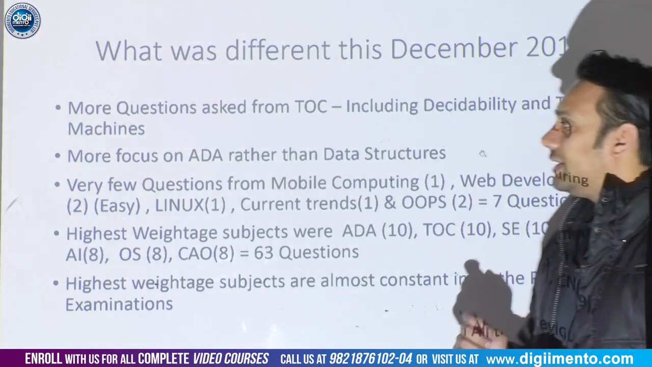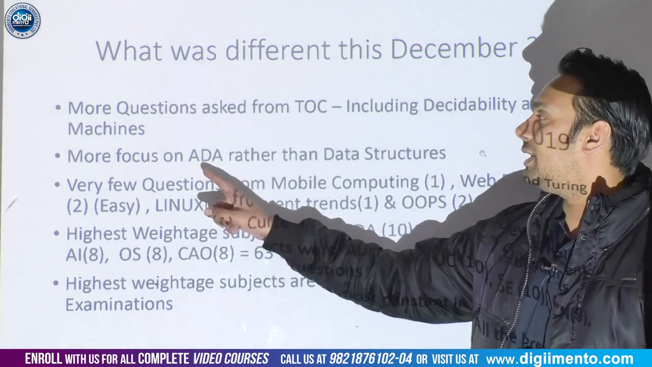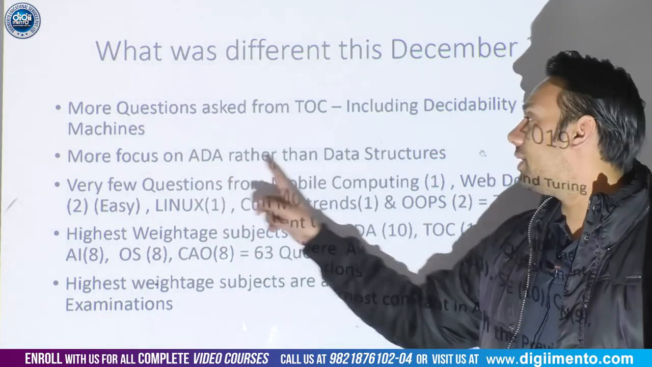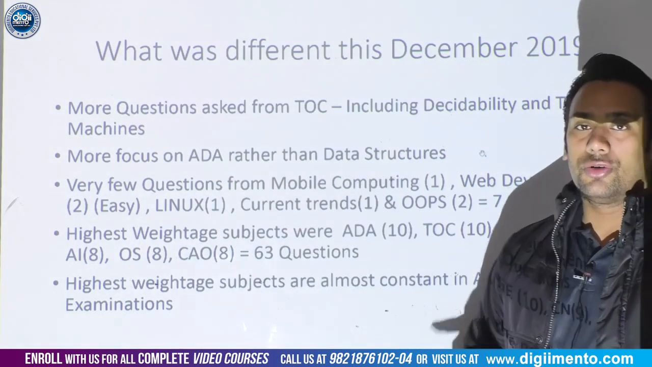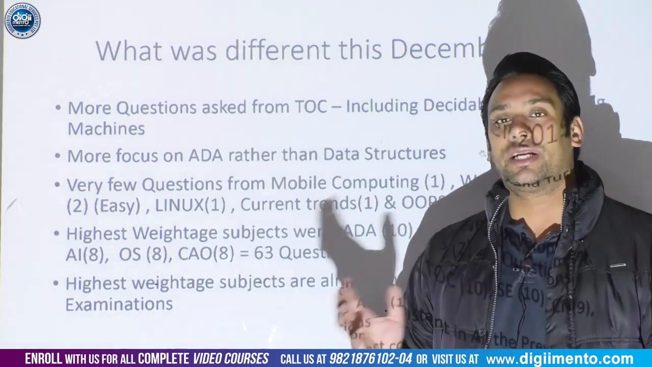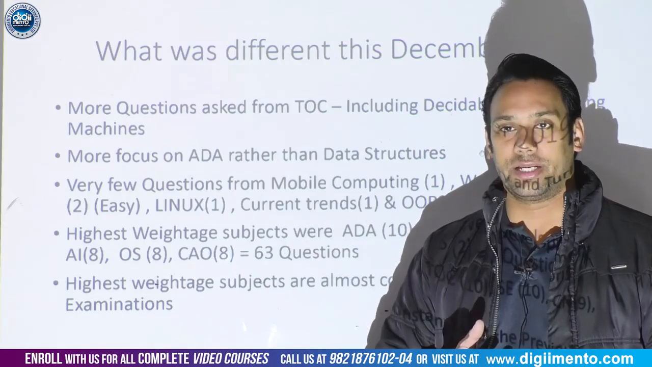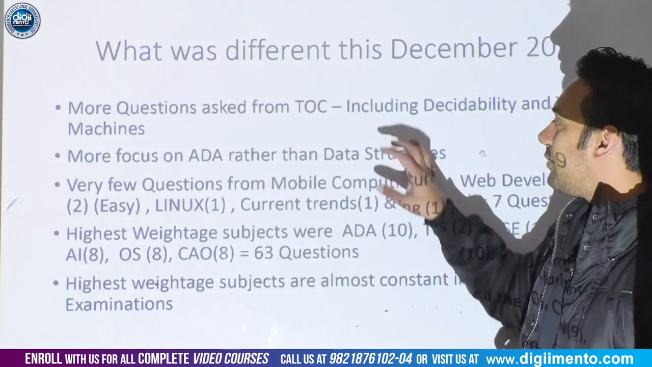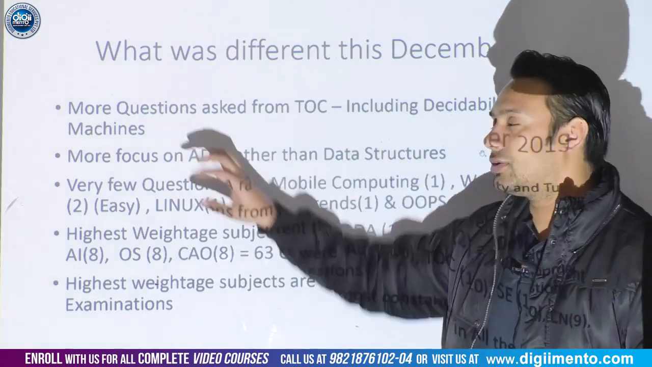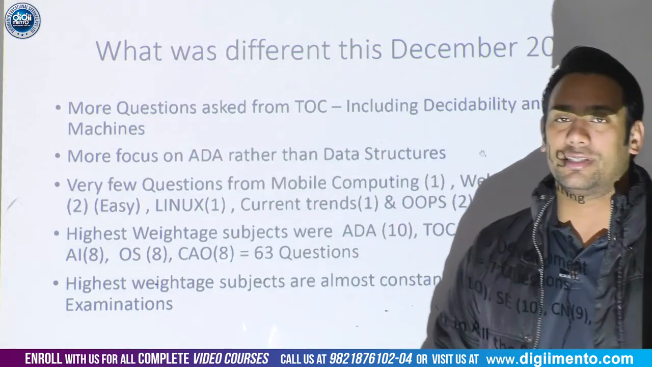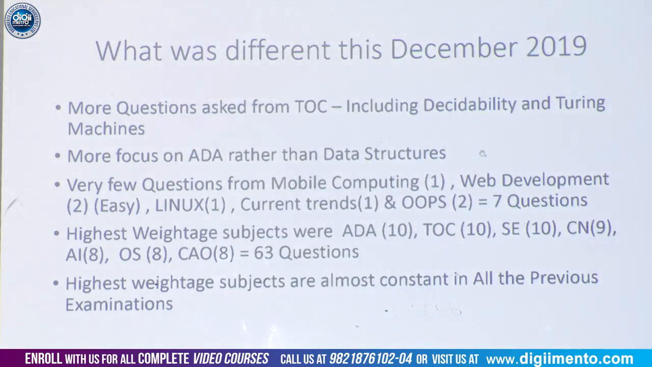Now in 2019 they focused more on algorithms rather than data structures. Basically you cannot study algorithms without data structures. Data structure is a part which is very, very important to study algorithms. So instead of asking questions from data structures, they asked questions mostly from ADA, which is algorithm design and analysis. And there are some subjects from which they have asked very few questions.